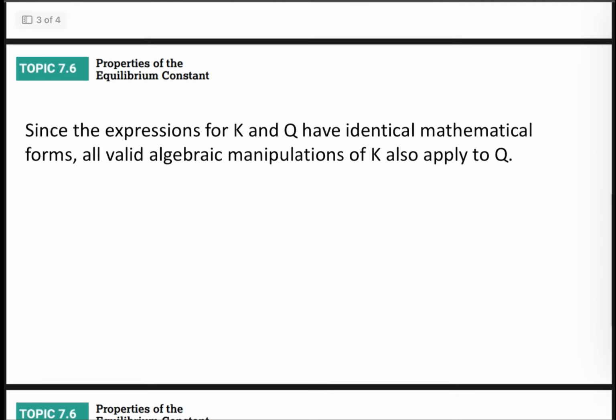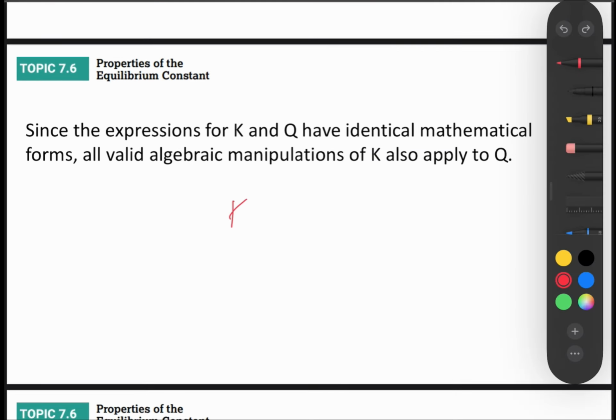And now, lastly but not least, the rule says if you're dealing with K, whether it's Kc or Kp, the expression and the same procedure, the same manipulations, will be applied to the value of Qc and the value of Qp.